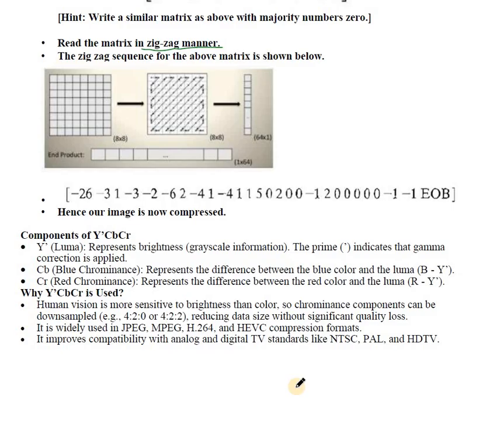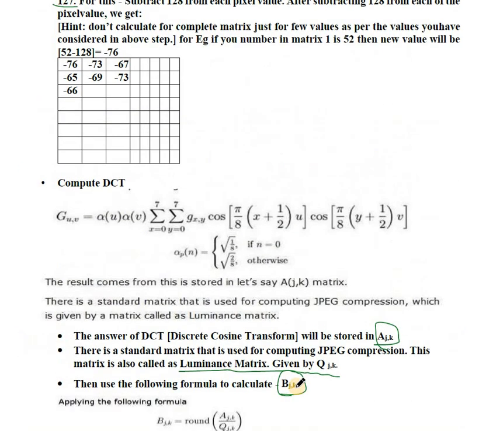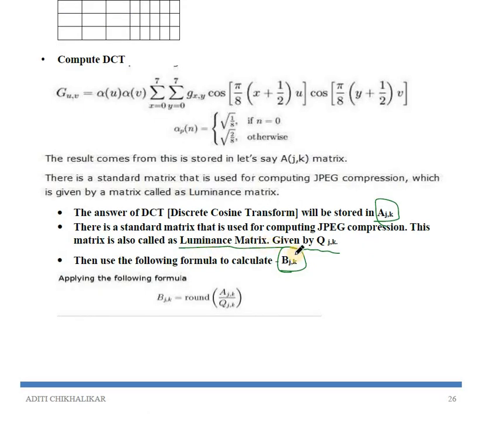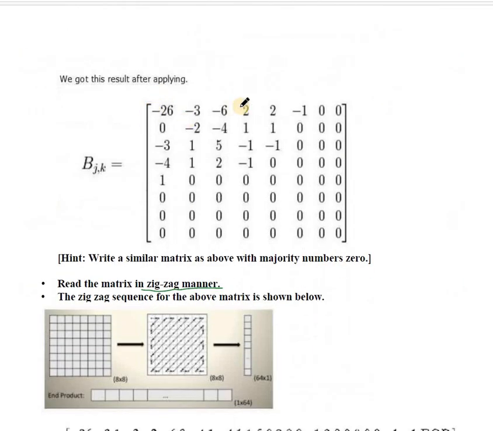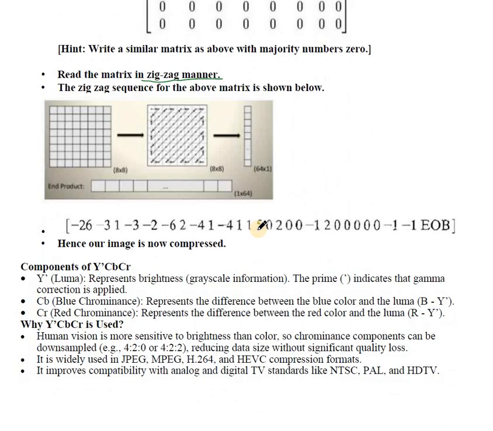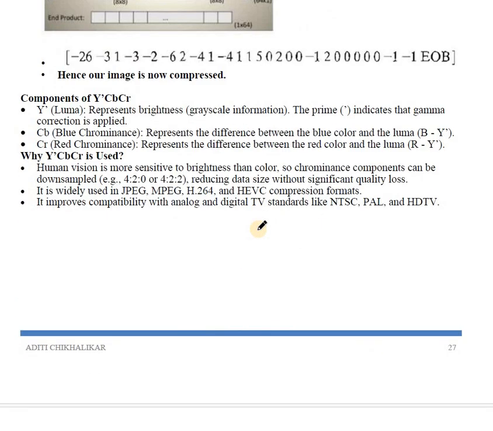Then you perform DCT on it. The DCT answer goes in A of JK. So the formula that you apply is A of JK upon Q of JK. Q of JK is nothing but your standardization matrix. As I told you, it is called the luminance matrix. The answer goes in B of JK, which you round off. Then you get a B of JK matrix where the majority of things are 0 and you read them in zigzag manner. That is all about your JPEG compression.